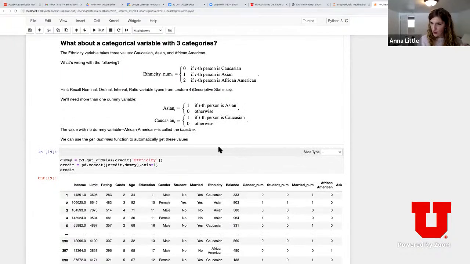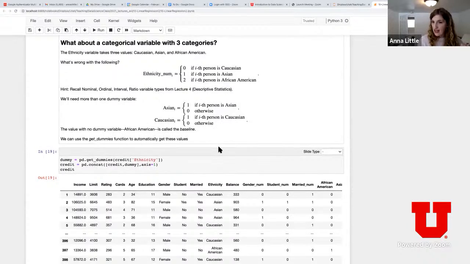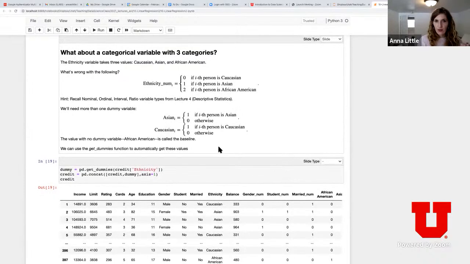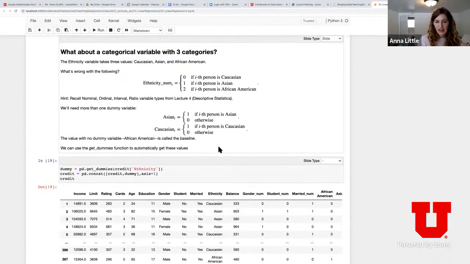Okay, and then we have a question. So if you have n ethnicities, you would make n-1 dummy variables. Let's think about this for a second. I think that's the right way to think about it. If we had a 4th category here, with 0, 1, 2, and 3, exactly, then you would not need the last one.